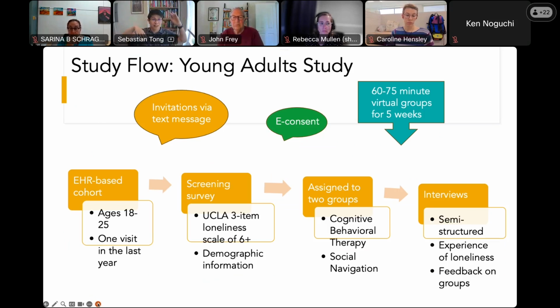I think there's a study ongoing in Wisconsin about older populations. We did this with younger adults because we happened to get funding for younger adults. We looked at patients 18 to 25 who screened positive for loneliness and randomly assigned them to one of two different groups, and then also collected outcomes afterwards.